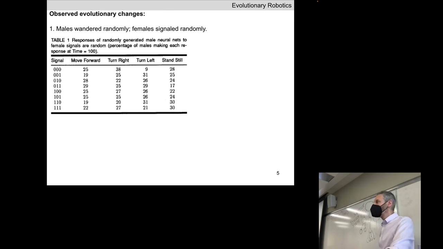Okay. How many reproductive events do you think happened during these first 100 time steps? We have 40,000 total cells. 1,600 of them are occupied. The males are moving at random and the females are signaling at random. What's happening? Not a lot, right? Very unlikely that any males are going to find any females, and unlikely that any females are going to successfully attract any males because they're just signaling at random.